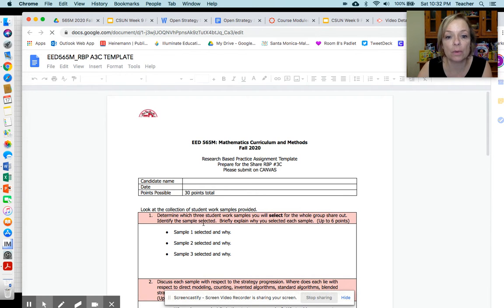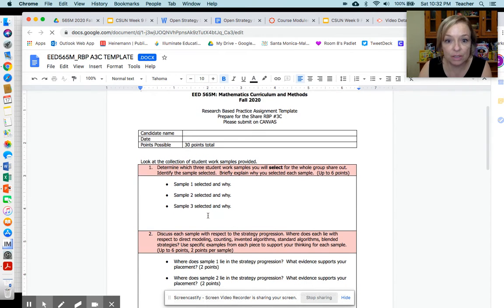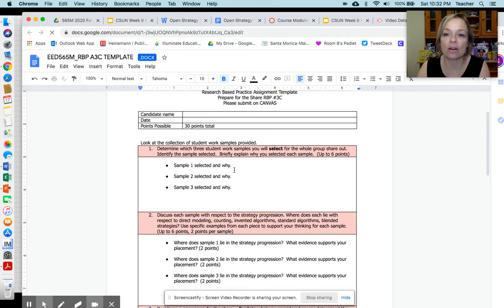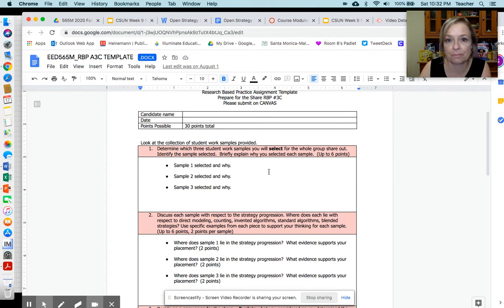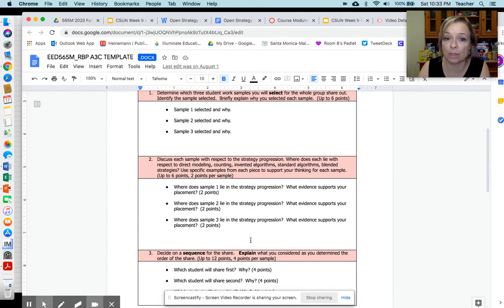So you are going to put your name and date at the top. In Canvas, you will see that there's a student work set for you to look at. You are going to determine 3 student work samples that you will select for the whole group share. You're going to identify each sample that you select and briefly explain why you selected each sample. So you see there are 3, there's up to 2 points for each sample. Please make sure that you do it. Be thoughtful about which ones you pick.